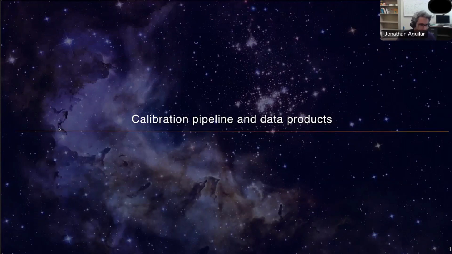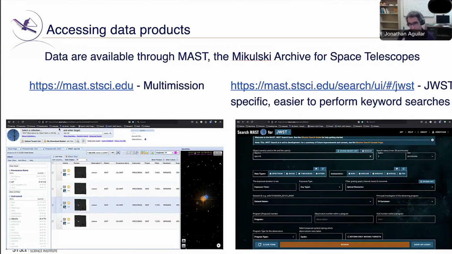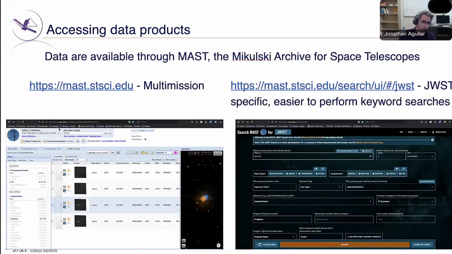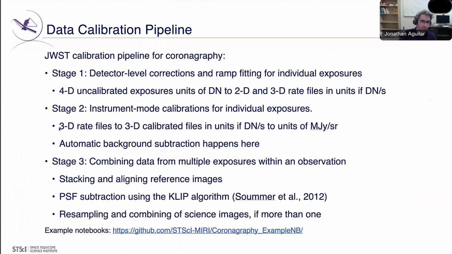So once you plan your program, what do the data look like? Julien gave you an overview of the MAST interfaces. What happens is the data come down from the telescope, and we process the raw data through several stages and make all the data products available to you. It goes from ramps to slopes, where we take the 4D cube of groups, integrations, exposures, and we fit a ramp to the groups, so we get a slope in counts per second.